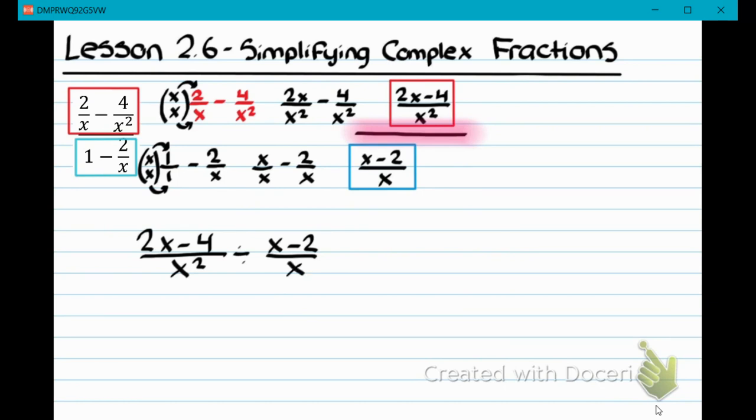Now, what's my next step? I never want to divide two fractions. I want to change it to what method? All right, hopefully you got multiplication. We're going to keep, change, and flip. Okay, so this one can be factored a little bit. This is the part of the fraction that can be factored. What is the GCF between 2x and 4?